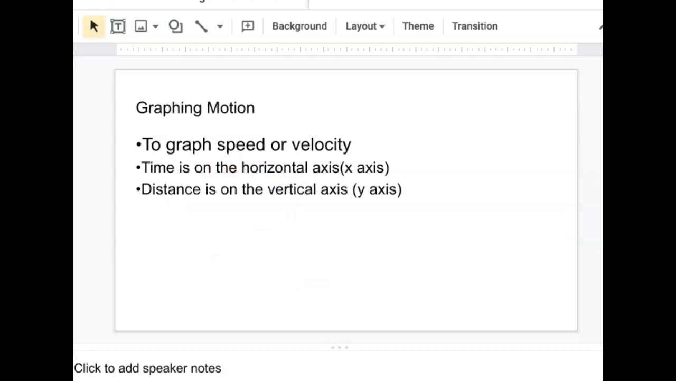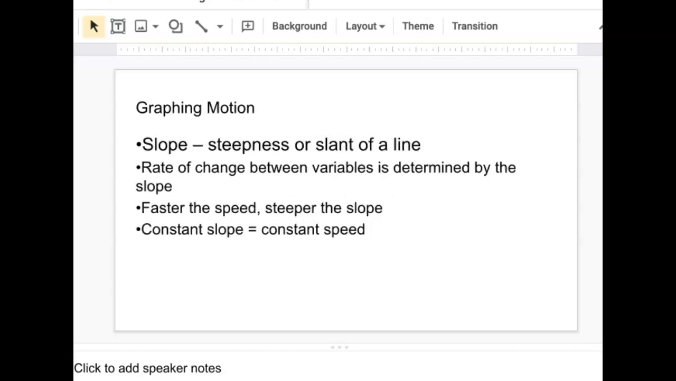Okay, so here again, to graph speed or velocity, time is on the horizontal axis, distance is on the vertical. Slope is how the steepness or slant determines how fast you're going. So when you have a constant slope, that 45-degree angle, that means you're doing constant speed, which means you're going the same distance in the same unit of time. So 1 meter per second or 2 meters per second, whatever you're doing.